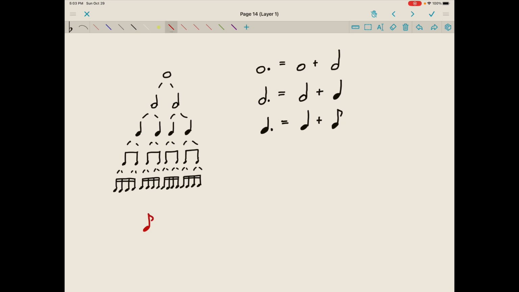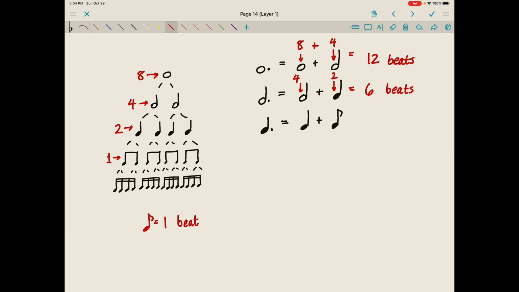If we were to say that an eighth note equals our 1 beat or our pulse note, and we applied that to our note value pyramid, so eighth notes are worth just 1 beat. That means quarter notes are worth 2 beats, 4 beats for a half note, 8 beats for a whole note. We'll stop there. So let's just do the math here. You can see that a dotted whole note then would be worth 8 beats plus 4 beats for a total of 12 beats. Okay, and a dotted half note would be worth 4 beats plus 2 beats for a total of 6 beats.